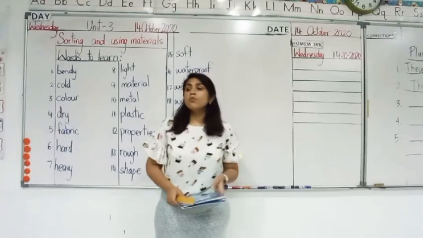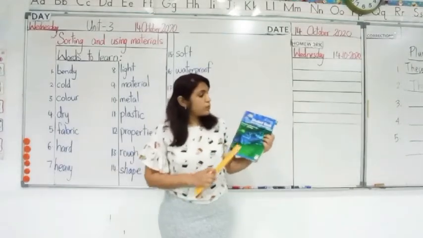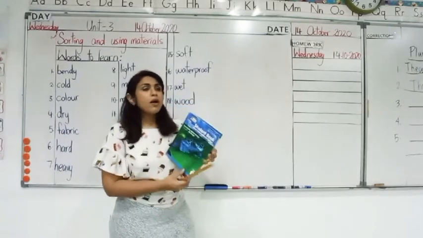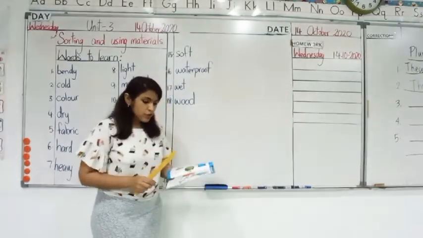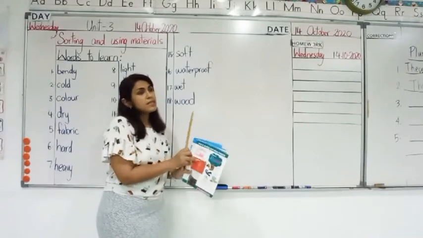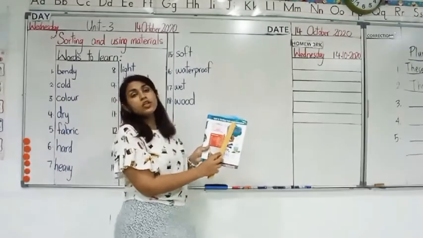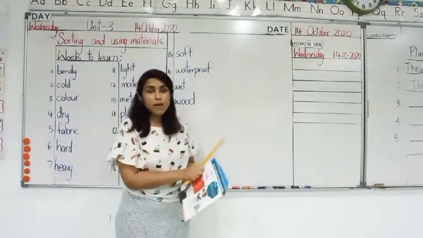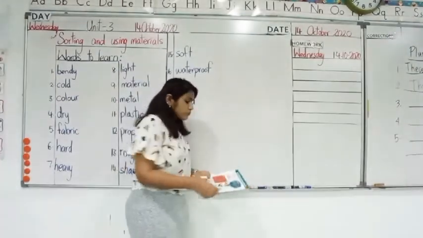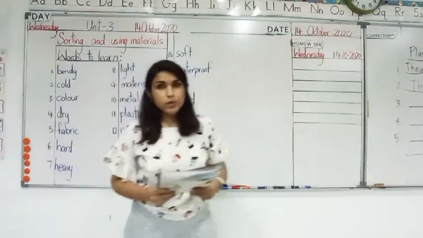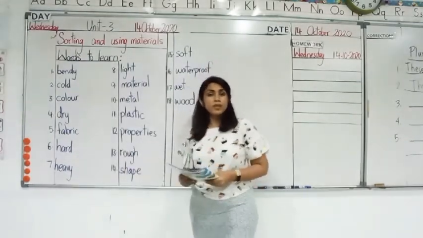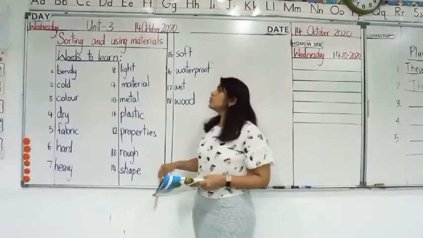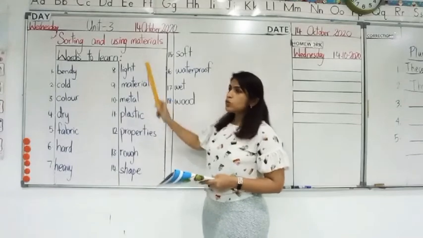All right. So for today's science lesson, I will be doing it in the student book. Okay, this is your student book. Open up to page number 21, which says sorting and using materials. It's Unit 3, a new chapter which I'm going to start today. As usual, we will be doing reading, group reading, and then later I want you to copy the words to learn.